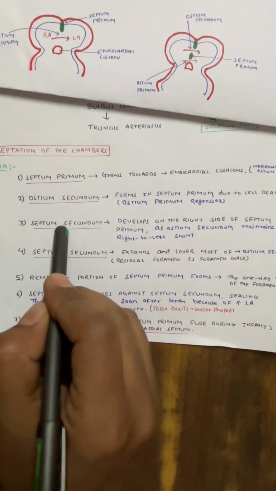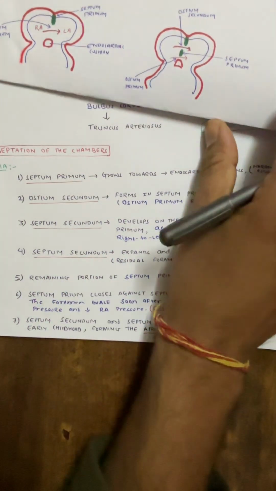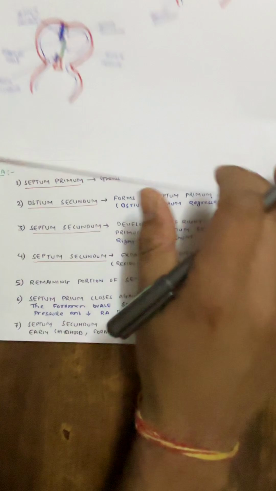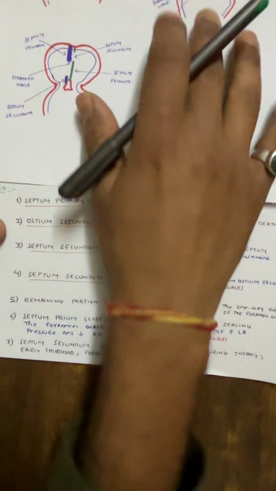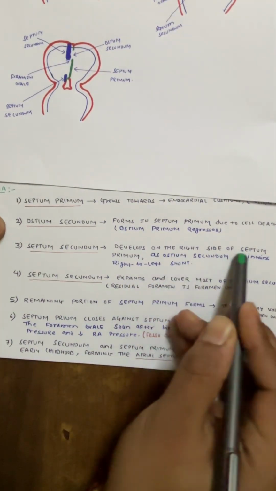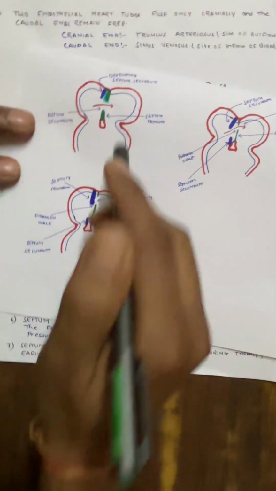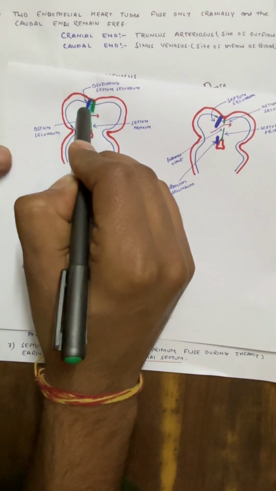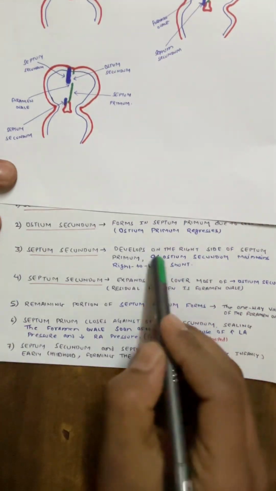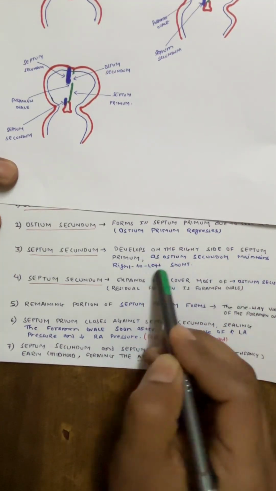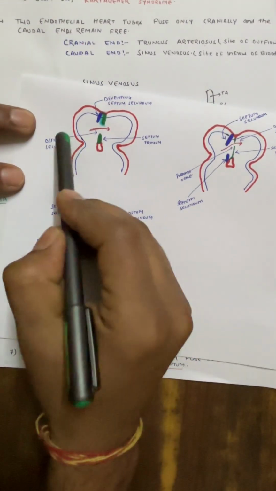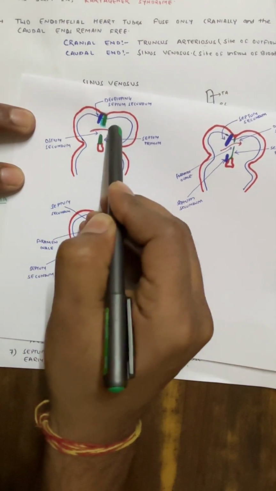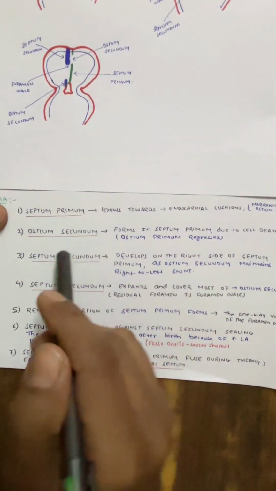Now the third thing is septum secundum. Okay, now we'll see this here. The third thing is septum secundum. What is it saying? It develops on the right side of septum primum. Okay, this is septum primum. Now on the right side, septum secundum has developed, this blue part. Ostium secundum maintains right to left shunt. Now this opening is ostium secundum, which we discussed in the second line, right?